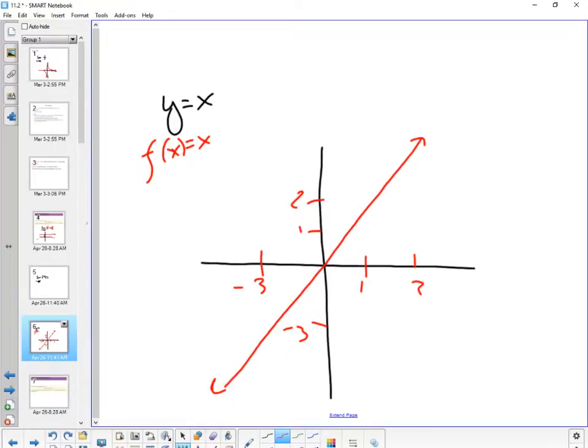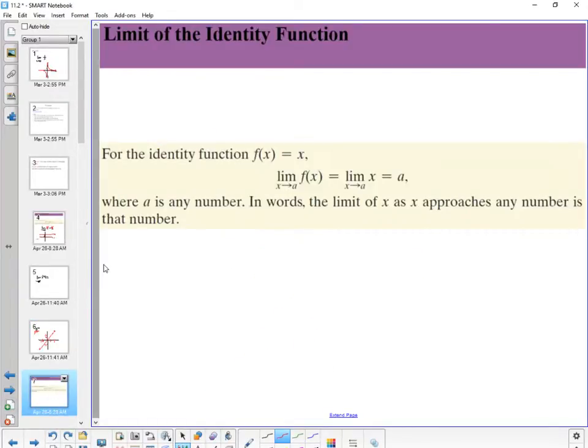So that means that if I want to find the limit of the identity function, and we're just going to call it x, as x approaches any value a, it's also just going to equal a. So if I say, what's the limit as x approaches 4? You're going to say 4, because for every x, it has the same y value. Questions?